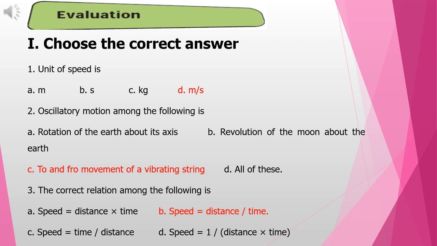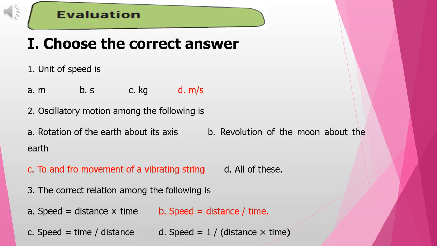Question number 2, oscillatory motion among the following is A. Rotation of the earth about its axis. B. Revolution of the moon about the earth. C. To and fro movement of a vibrating string. D. All of this. Rotation of the earth about its axis is rotational motion.